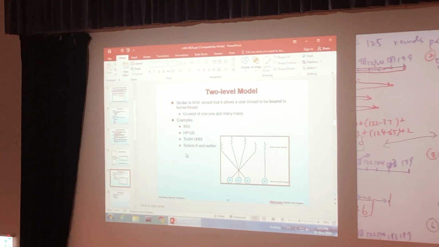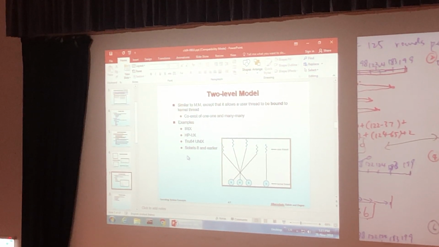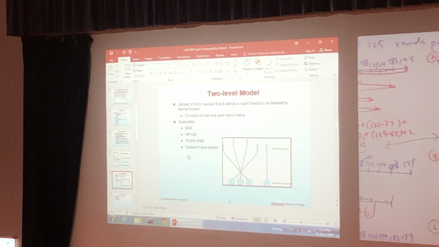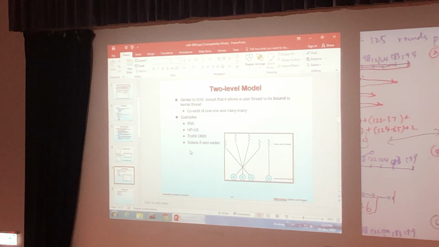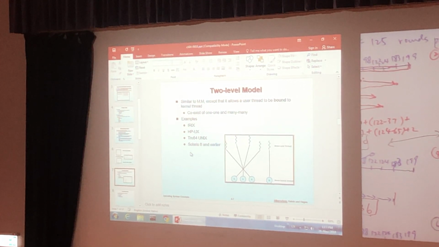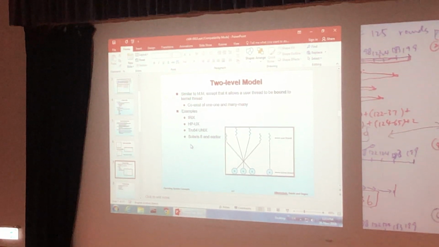So even in today's operating systems, how we map user threads to kernel threads is still developing. People are still doing research. In Android, across different versions, we're still evolving on what will be a better mapping, what will be a more efficient use of the operating system.